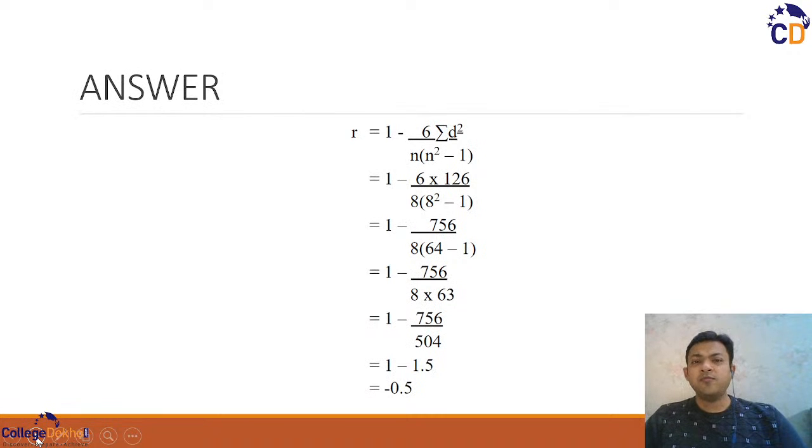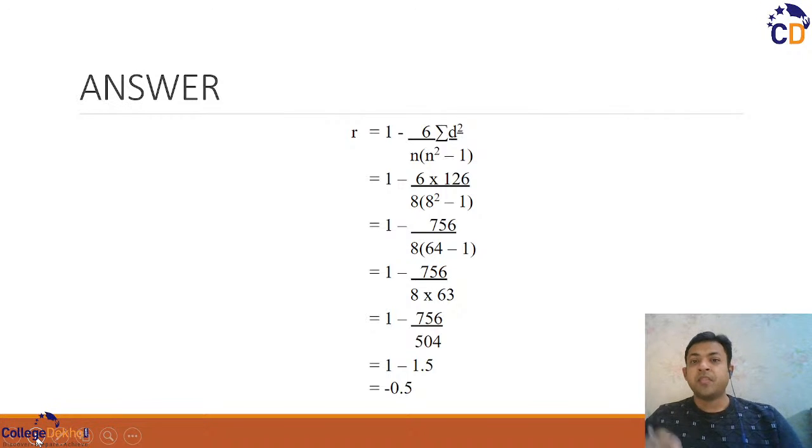So our formula for rank correlation, this is Spearman's rank correlation, will be equal to 1 negative 6 times, this 6 is a fixed constant, so it's always going to be 6. So 6 times summation of D square. Our summation of D square is 126 if you remember. Number of paired observations were 8. So denominator would be 8 times 8 square negative 1. On simplifying this, we get a final value of negative 0.5.